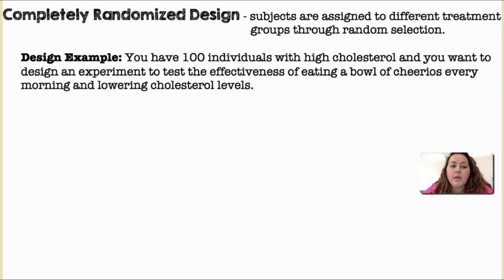All right, the different types of designs for an experiment. We can have a completely randomized design where subjects are assigned to different treatment groups through random selection.